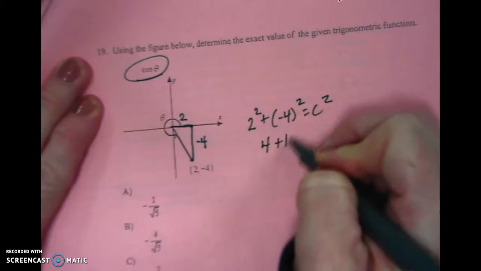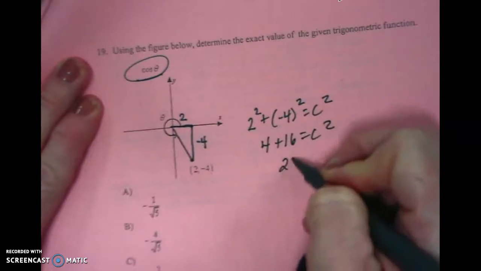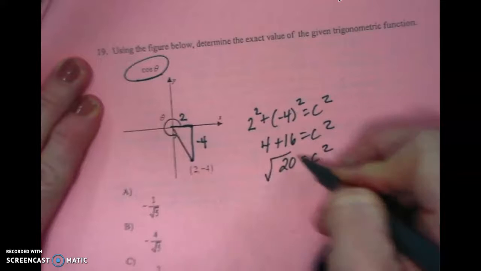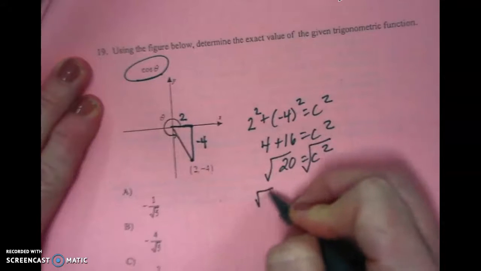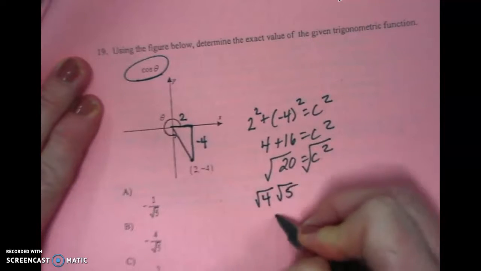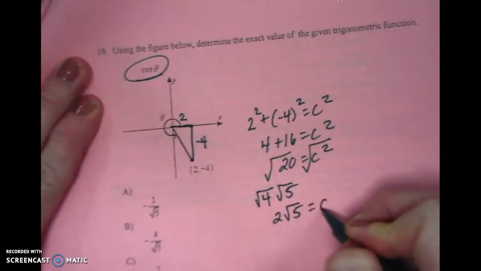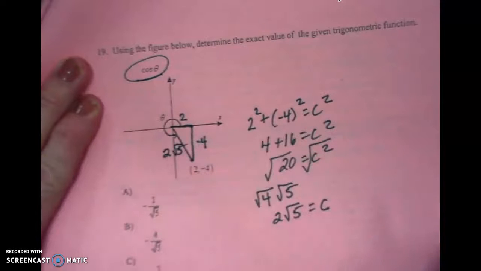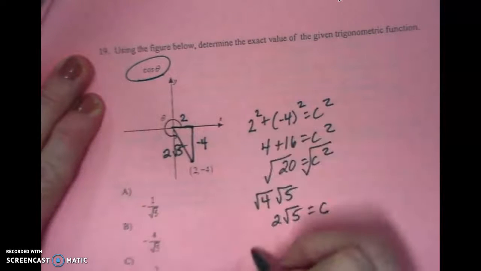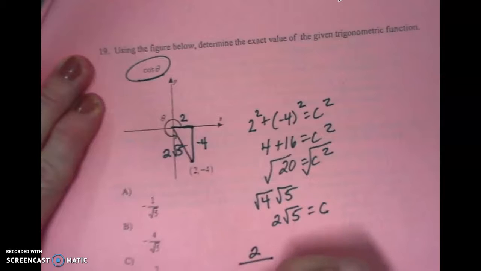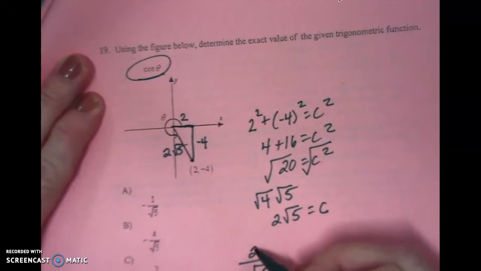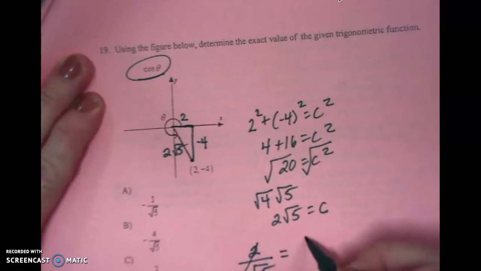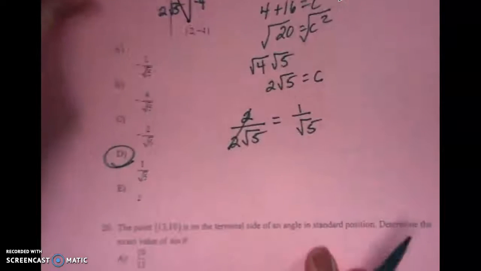And 4 plus 16 is 20. The square root of 20 can be simplified as the square root of 4 times the square root of 5, or 2 square roots of 5. Remember, your hypotenuse is always positive. Cosine is CAH, so adjacent over hypotenuse, which does simplify. 2 divided by 2 gives me 1 over the square root of 5, or letter D.